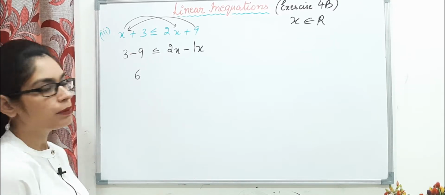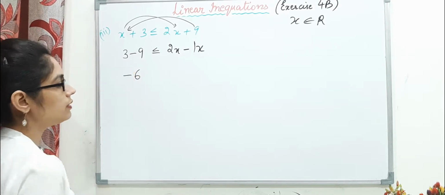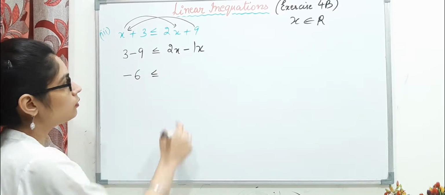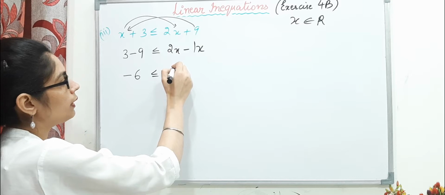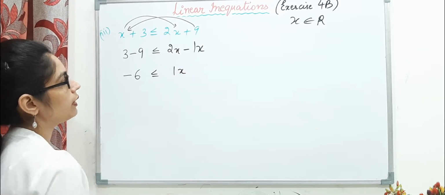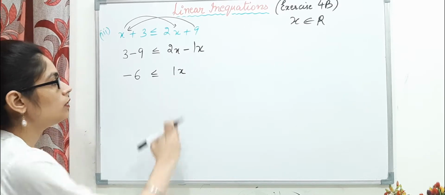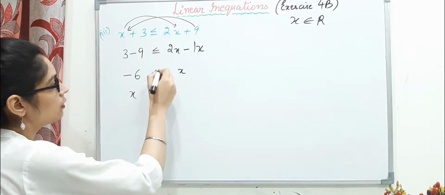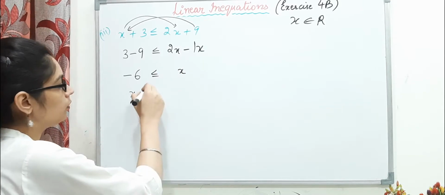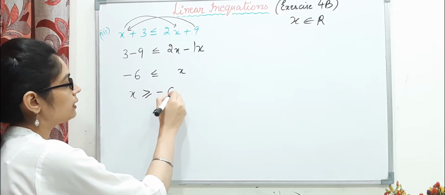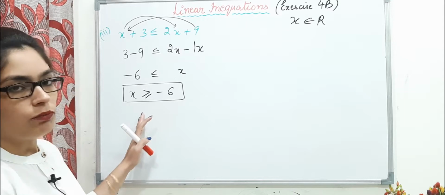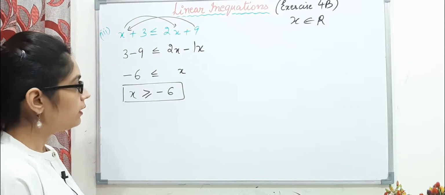9 is the greater number, with 9 the minus sign is there, so with 6 also we have to write the minus sign. Less than or equal to 2x minus x, and x as it is we have to write. So 2x minus x is 1x, or only x you can write. So x is greater than or equal to -6, you can write it in this way. Now we have got the value of x, let's plot it on the number line.